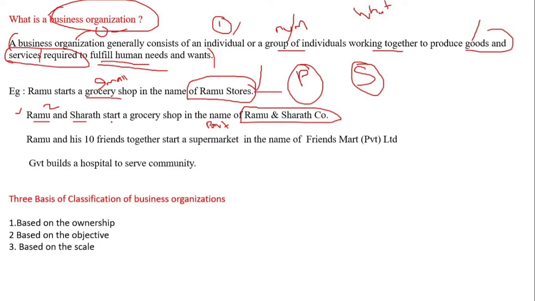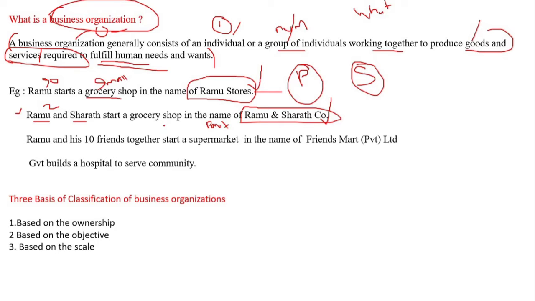Partnership. Ramu and Sharat. Partnership. It's a sole trade. Only Ramu. Sole trade. One person. Sole trade. Here partnership. Ramu and Sharat start a grocery shop in the name of Ramu and Sharat Co. Still, it's a business organization. Why?